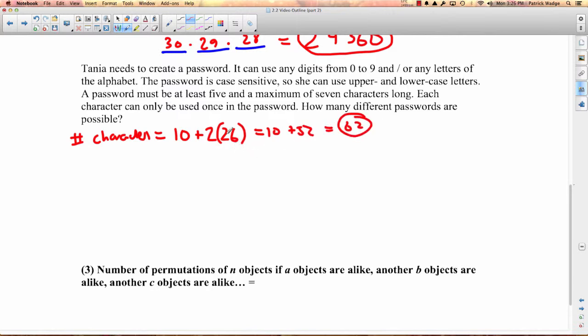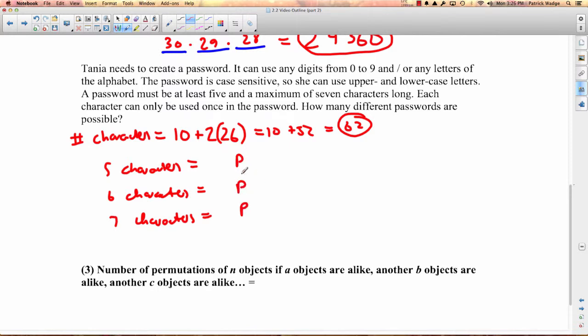Okay, there's 3 different situations here. It depends on how long your password is. If your password is 5 characters, you're going to have to do one thing. If your password is 6 characters, you're going to have to do another thing. And if your password is 7 characters, you'll have to do a third thing. So I'm not going to show as much of the math this time. I'm just going to use that formula.